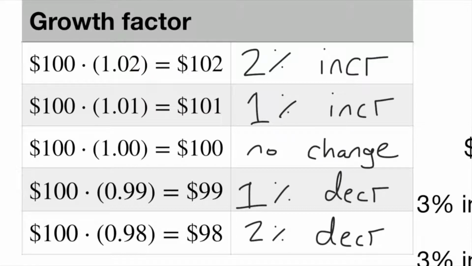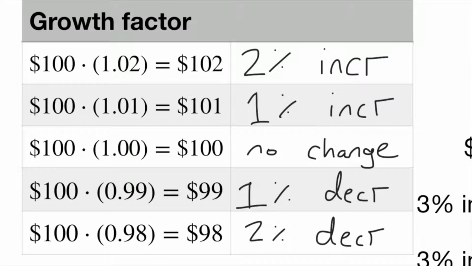You can multiply it by something less than 100%, say 99%, and multiplying something by 99% or 0.99 is going to be the same thing as a 1% decrease. And here, 98% is 2% less than 100%, so multiplying it by 0.98 will give you a 2% decrease.